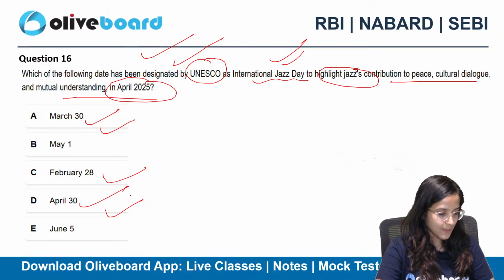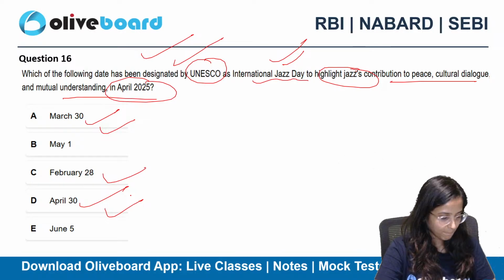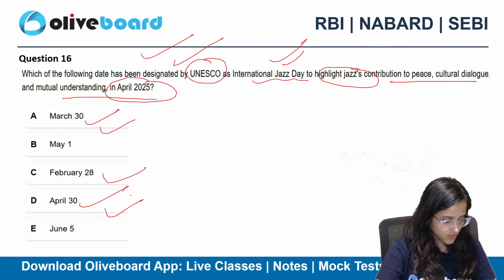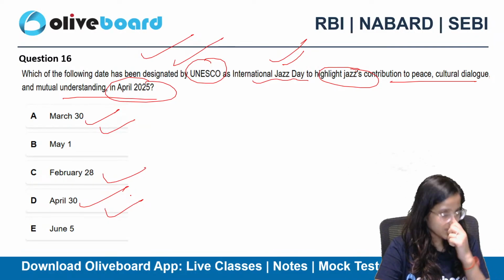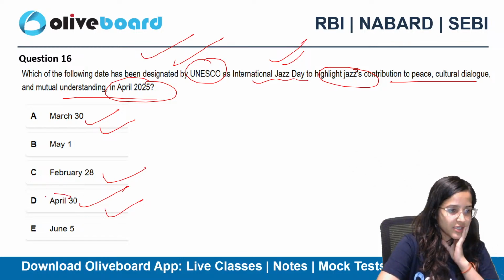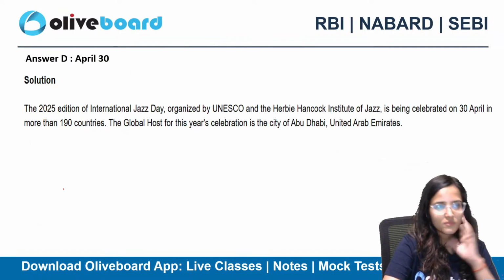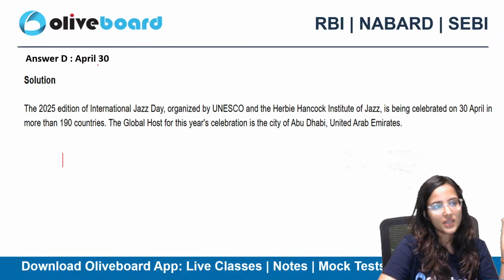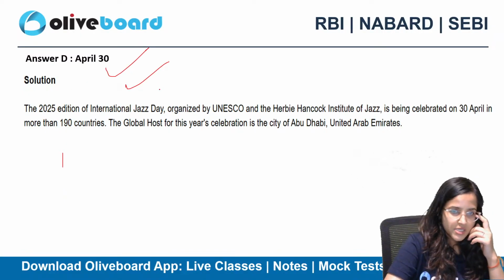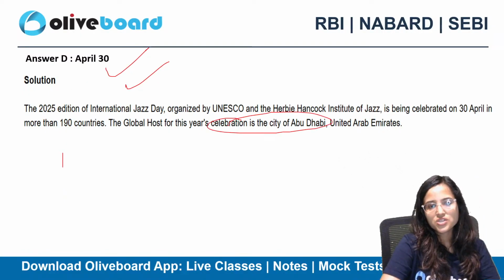Anju, what is the answer? 16th question. Rahul is saying D, April 30. Anyone else would like to answer? 30th April is absolutely the correct answer. Very good. And the global host for this year's celebration is the city of Abu Dhabi, UAE.